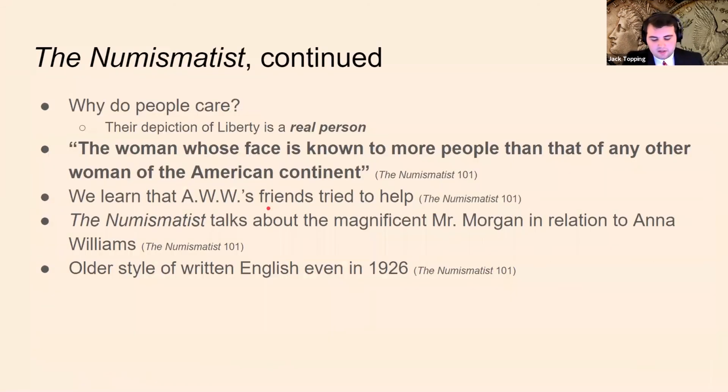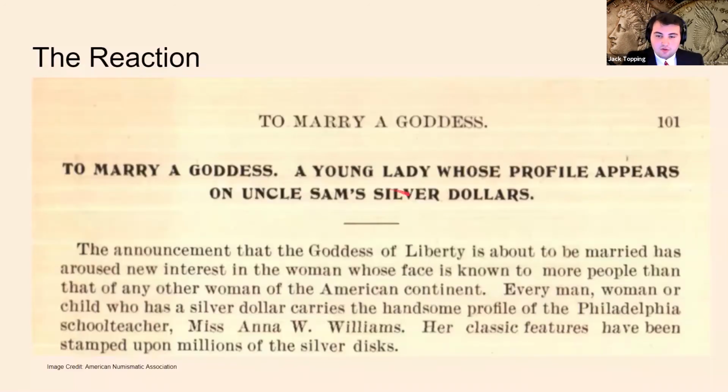We see here in the beginning of the article the snippet that Anna Williams is, quote, "the woman whose face is known to more people than that of any other woman on the American continent," which, right here, the woman whose face is known to more people than any other woman on the American continent. Just let that sink in for a minute. Like we said, your seemingly average, everyday school teacher, kindergarten teacher, is now suddenly the most famous woman on the American continent in 1892.